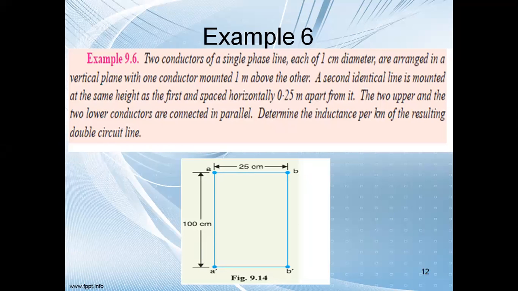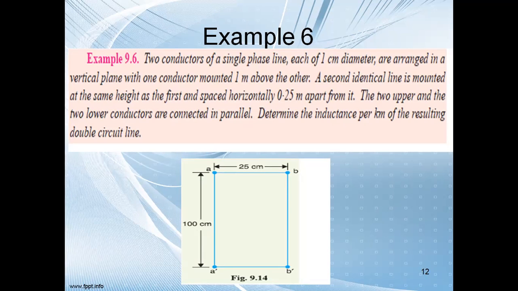Two conductors of a single phase line, each of 1 centimeter diameter, are arranged in a vertical plane with one conductor mounted 1 meter above the other. A second identical line is mounted at the same height as the first and placed horizontally 0.25 meter apart. The two upper and the two lower conductors are connected in parallel. Determine the inductance per kilometer of the resulting double circuit.